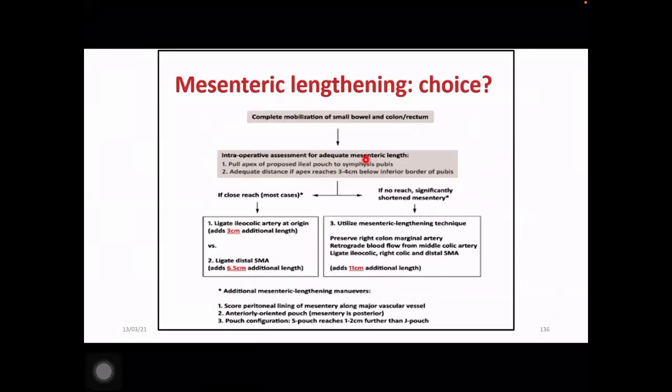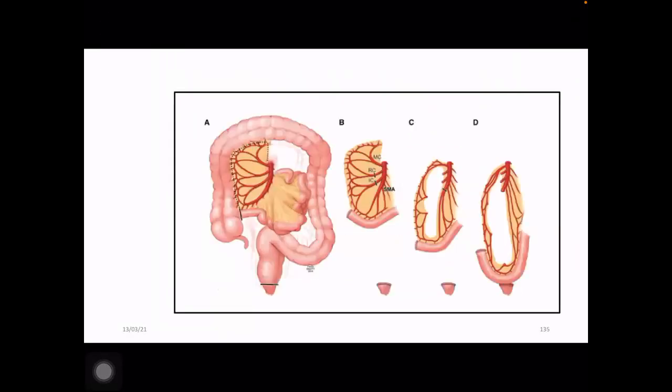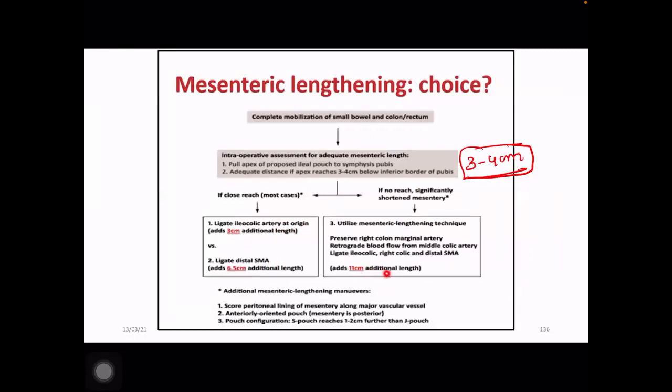Normally, after you do the resection, proctocolectomy, when you construct the ileal pouch, the distance it should reach is 3 to 4 centimeters below the inferior border of the symphysis pubis. Okay, 3 to 4. If it doesn't reach, you can either ligate the ileocolic artery, which will give 3 centimeters additional length, or ligate the distal SMA, which will give 6 centimeters additional length. The very important thing is to preserve the right colon marginal artery and retrograde blood flow from the middle colic artery. This will give an additional 11 centimeters length. Okay, so these are the three things.